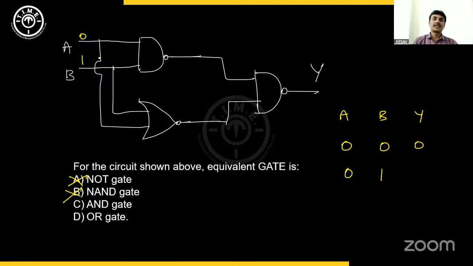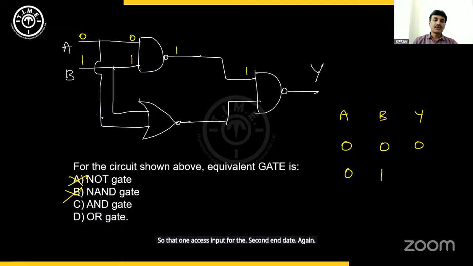So erasing all this. Now the inputs are 0 and 1. When 0 and 1 are given as inputs for the NAND gate, that gives you 1. Isn't it? For AND gate it is 0, NAND gate it is 1. So that 1 acts as input for the second NAND gate.